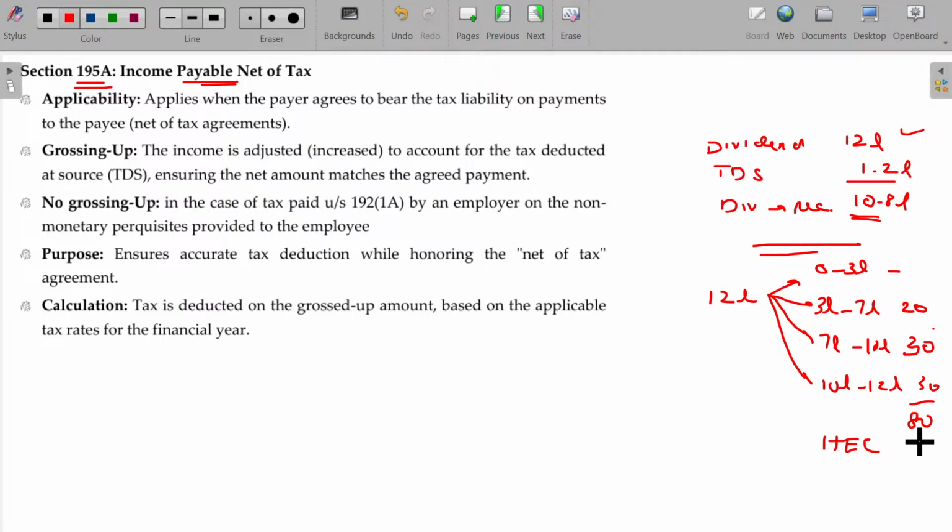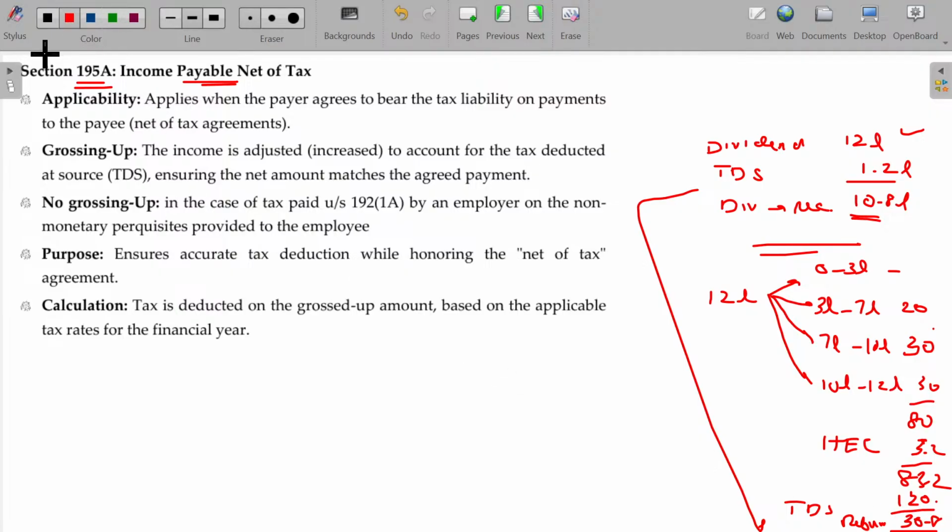How much? 3,200. Overall value being 80,000 plus 3,200. He has no other income except this one. Now he can subtract the TDS here. 10.8 lakhs, so 1.2 lakhs TDS. 1.2 lakhs against 83,200. Okay. Balance will be refundable. How much? 36.8 is refundable. This is how we can find out the net tax liability in case of TDS.